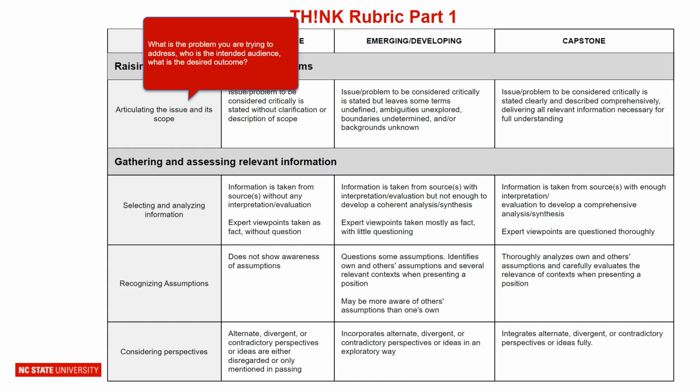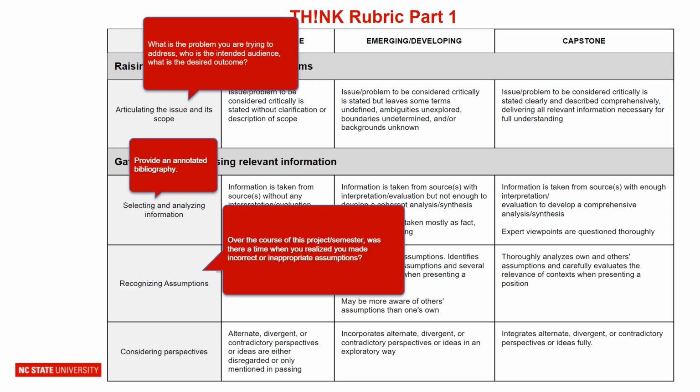For articulating the issue and scope: what is the problem you're trying to address, who is the intended audience, and what was the desired outcome? For selecting and analyzing information: provide an annotated bibliography that indicates why you used each reference and whether they had bias, etc. For recognizing assumptions: over the course of this project or semester, was there a time when you realized you made an incorrect or inappropriate assumption?